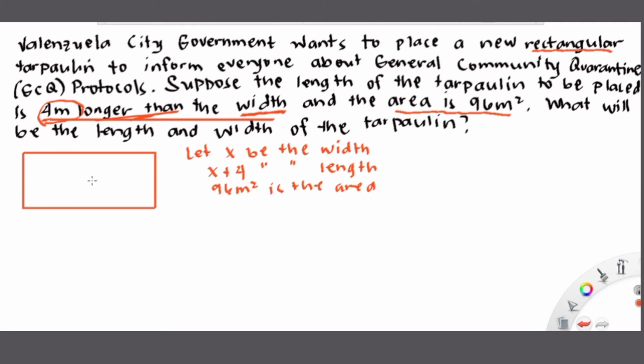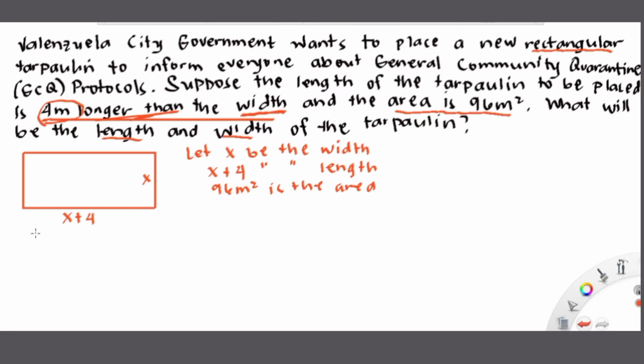So, again, if this is the tarpaulin, itong length niya ay x plus 4. Itong width ay x. So, what is asked is the length and the width of the tarpaulin. So, kailangan natin malaman ano itong x na ito at ano din yung x plus 4 na yan. So, for us to be able to solve for the length and the width, we have first to identify ano ba ang value ng x. And for us to do that, we will apply yung mga pinag-aralan natin before on how to solve quadratic equations. So, given ang length and width and area, we will be using the area.